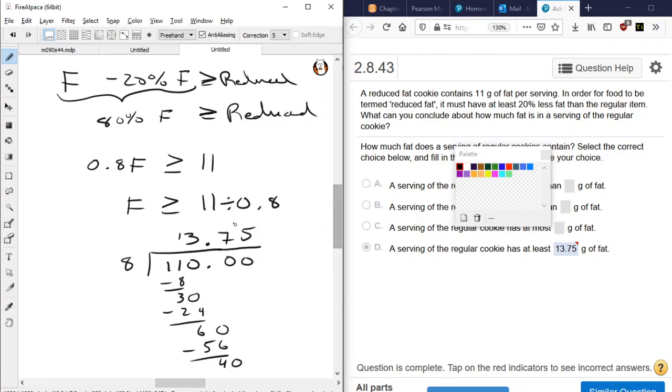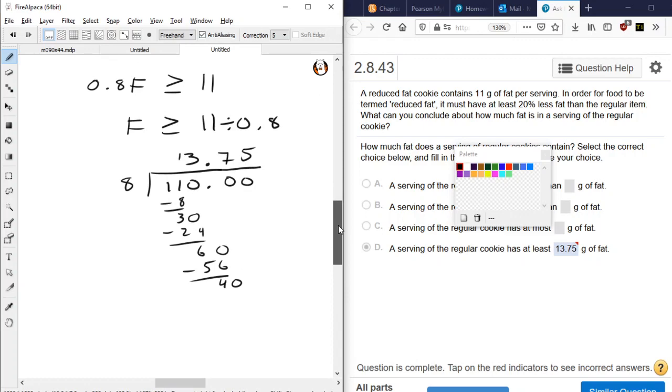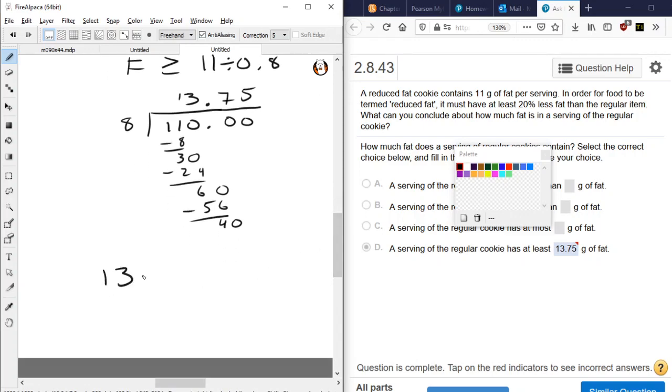So the amount of fat is 13.75, and this is on the greater than side. The amount of fat is greater than or equal to 13.75 grams.